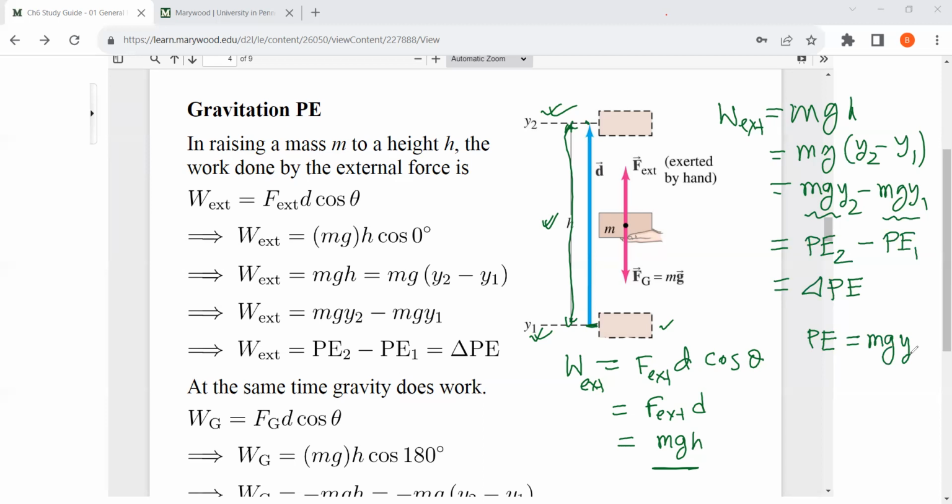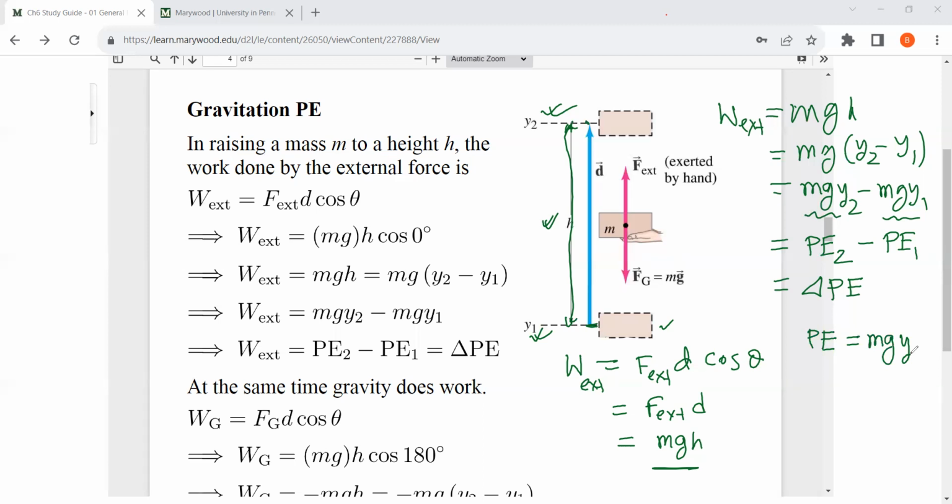Before I erase, y is the height, right? And now the question is from where we should measure y. As you learned in chapter 2, to measure height or some distance, we need some reference point. If the reference point is changed, the height will also change, right?